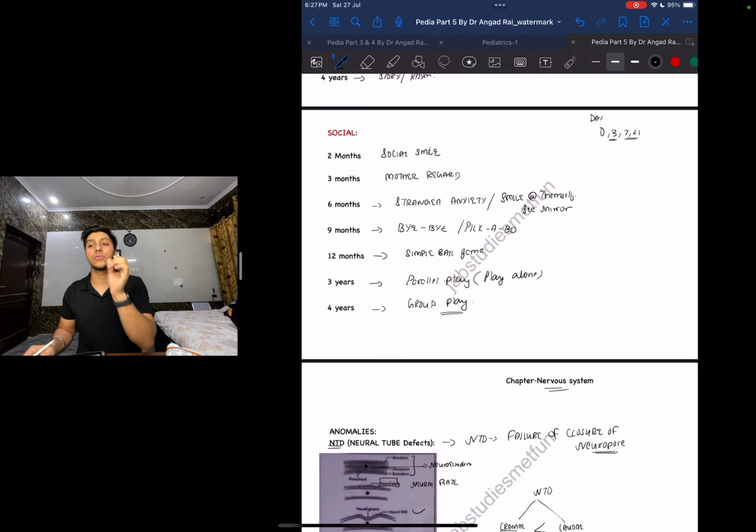In social, you need to know about 2 very important ones. One is going to be the second month, where you find the social smile. You'll see the babies mostly smile anytime when they see you. By 3 months, they'll be able to know who is my mother. So that is known as mother regard.